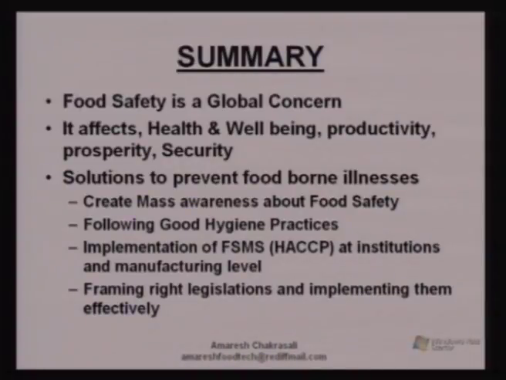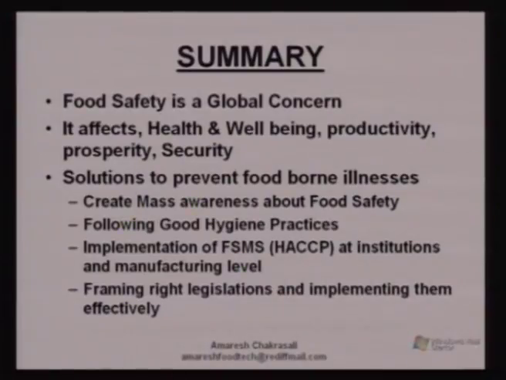Then what solutions can we do? Create mass awareness about food safety at different levels of catering and other things. At home level, we need to follow good hygienic practices. The third one is implementing food safety management systems like HACCP at institutions, manufacturing level and farm level, and putting the right legislations and the right veterinary practices or good agricultural practices in place to produce safe food. These days, good agricultural practices have also become an auditing and certification standard.